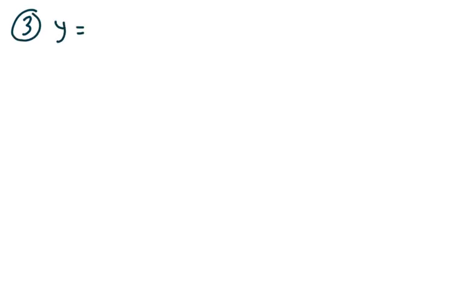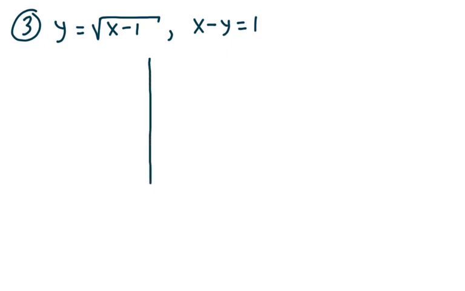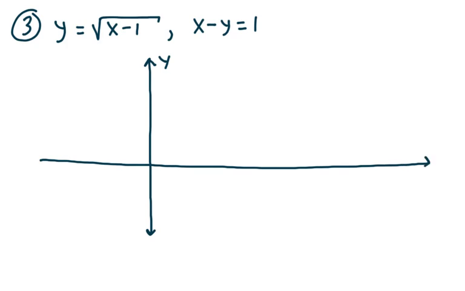So we have y equals the square root of x minus 1, and we have x minus y equals 1. Okay, we've got to draw a picture. It's very important we draw a picture of what's going on. So here's the y-axis, here's the x-axis. Now, when x is 1, y is 0. When x is 2, y is 1. And so we get a graph that looks roughly like this.